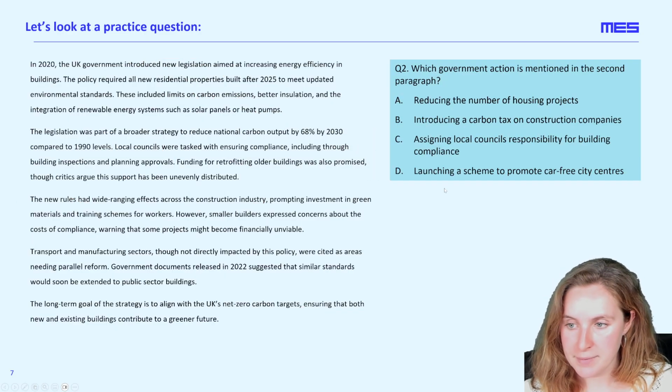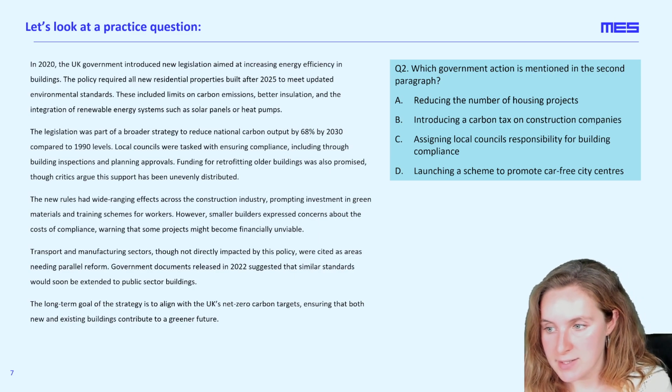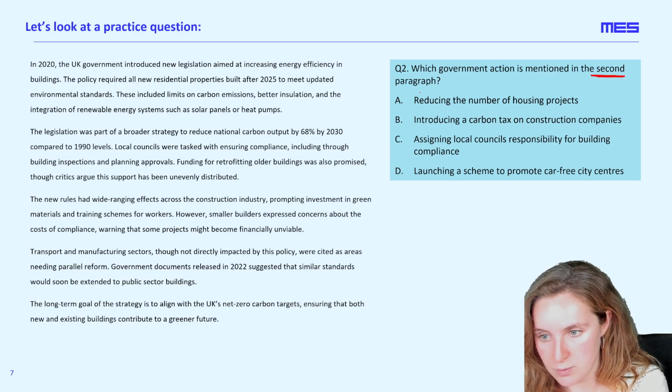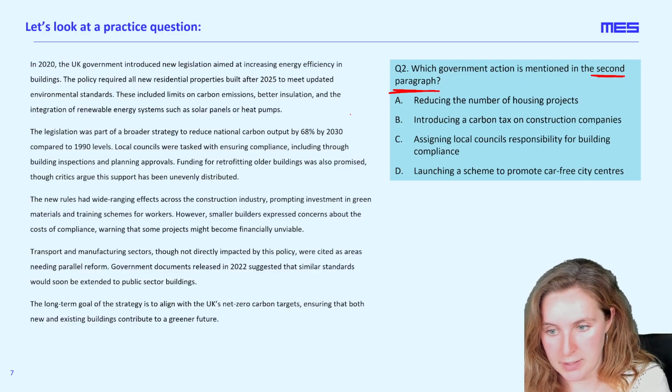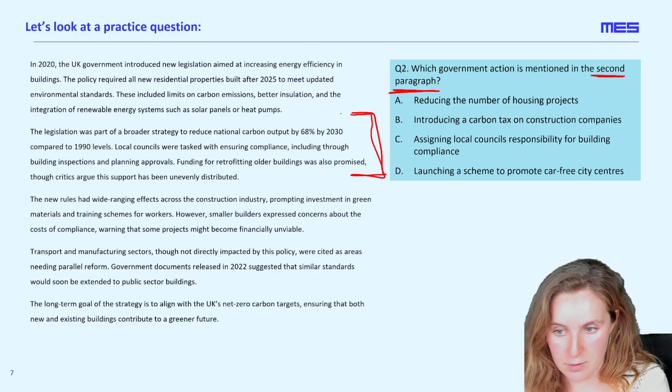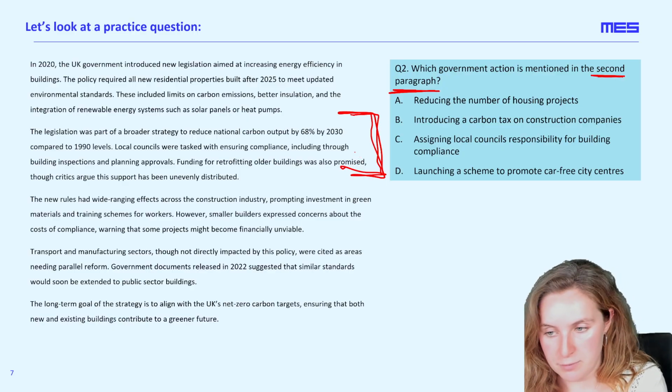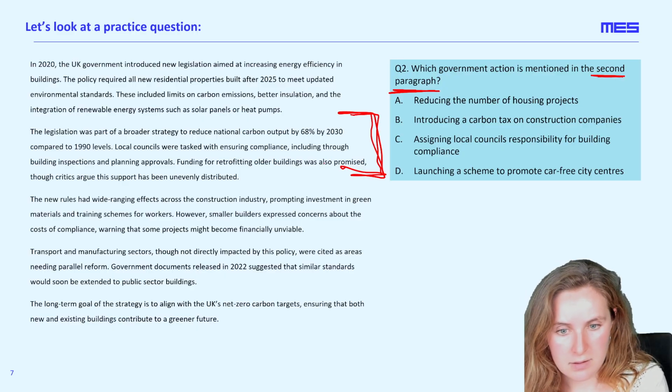Let's take a look at another. What government action is mentioned in the second paragraph? So this is a great kind of question because we're guided straight to what we're looking for here. We're looking in this paragraph. So that might mean information outside of this paragraph might distract us, but we'll double check what we're looking for before we decide on an answer. Reducing the number of housing projects. Okay.